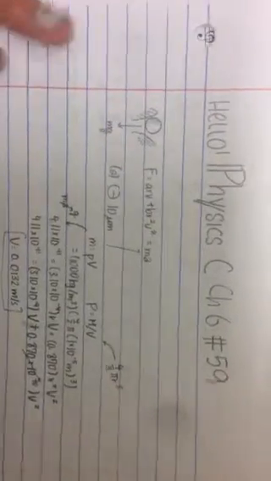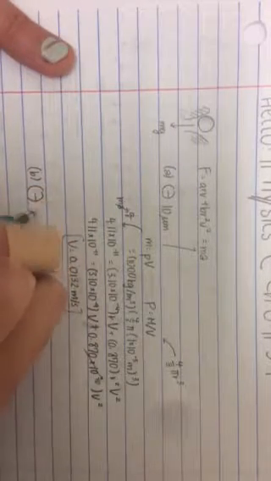All right, so problem 2. Problem B is basically the same setup as part A. So instead of 10 micrometers, it is going to be 100 micrometers.